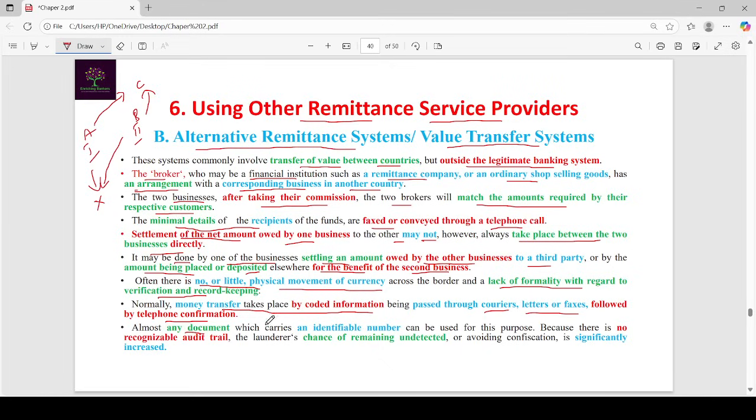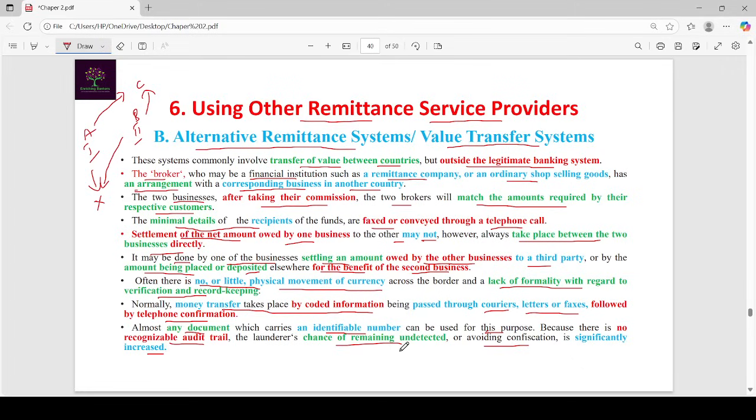Any document which carries an identifiable number can be used for this purpose. So whatever document has this coded information, that identifiable number is sufficient to conduct this remittance procedure. No other document is required, because there is no recognizable audit trail. The launderer's chance of remaining undetected and also avoiding confiscation is significantly increased.